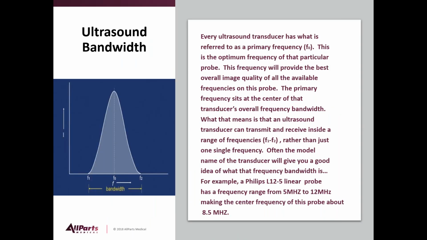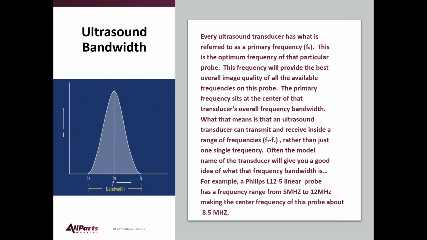Every ultrasound transducer has what is referred to as a primary frequency, or F0, as depicted in the picture to your left. This is the optimum frequency of that particular probe. This frequency will provide the best overall image quality of all the available frequencies on this probe. The primary frequency sits at the center of the transducer's overall frequency bandwidth. What that means is that an ultrasound transducer can transmit and receive inside a range of frequencies, which you can see are F1 through F2, including F0, rather than just one single frequency.